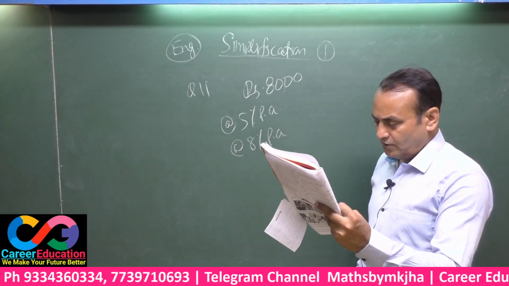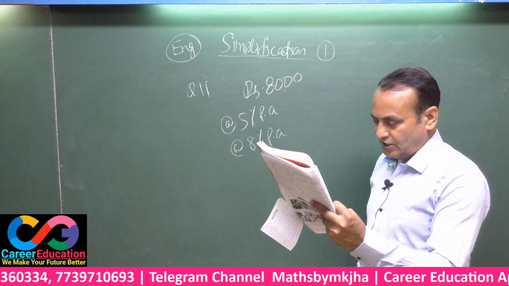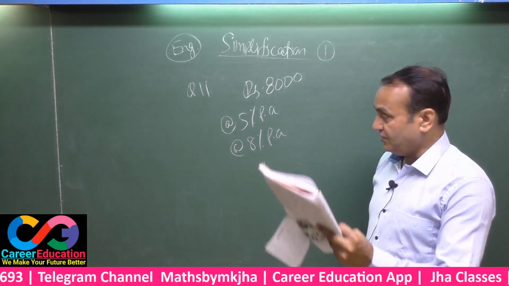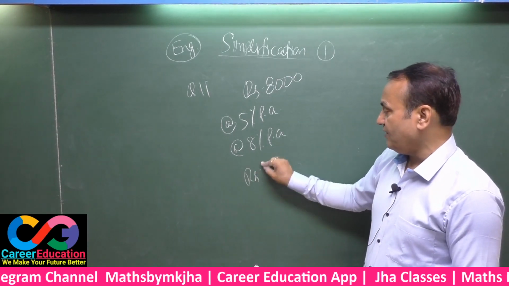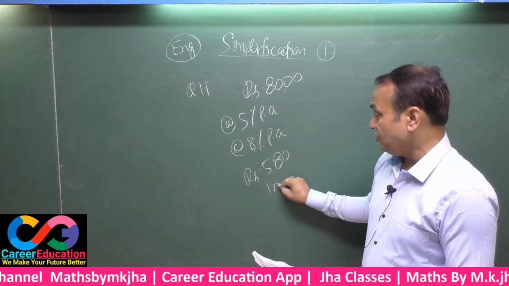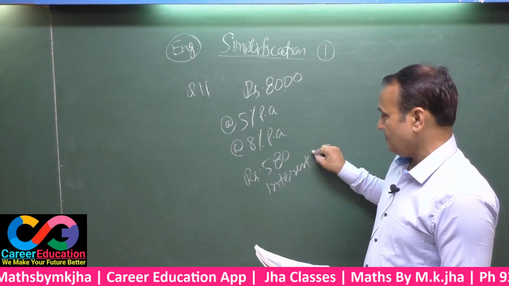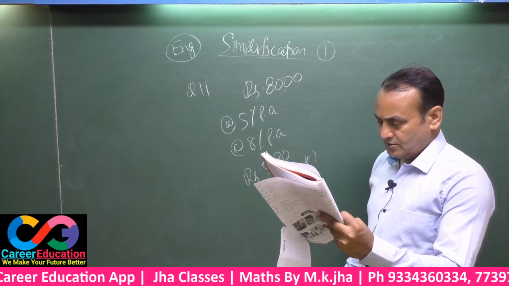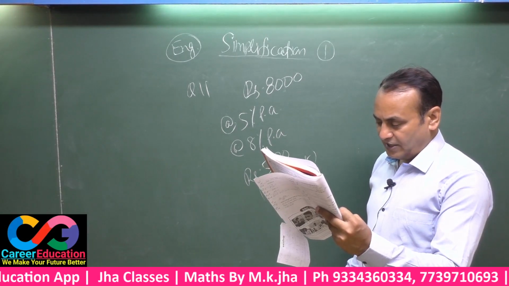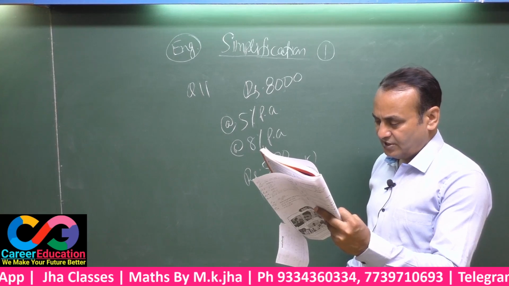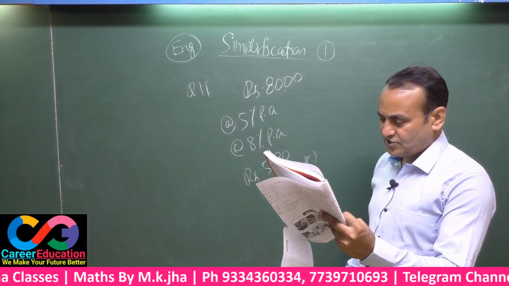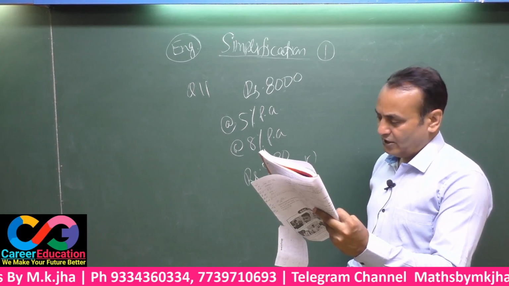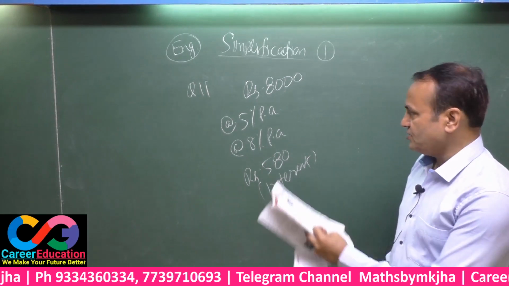At the end of 1 year, he got rupees 580 as interest. At 5% per annum, how much money he invested? This must be based upon the simple interest. In English as well, simple interest is mentioned there.